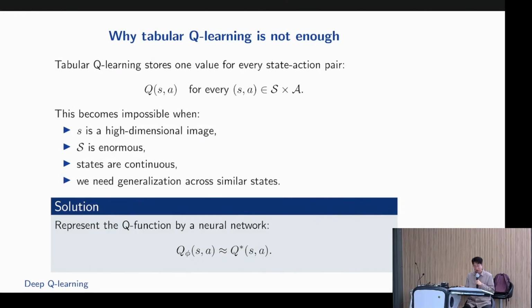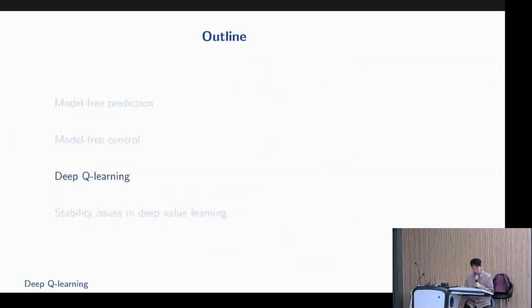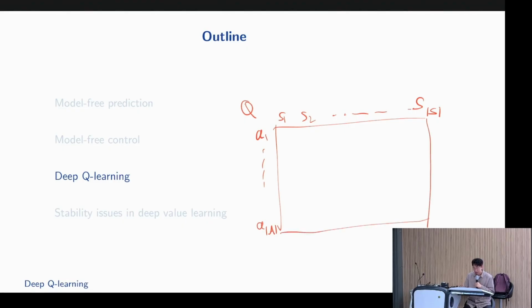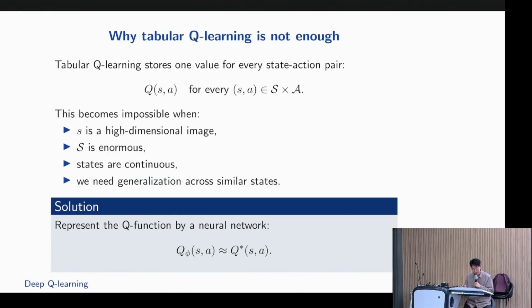I mentioned this briefly. Up to now, we said Q is a table, just a 2D table of all states and all actions. But realistically, this is impossible in real life when the state space is very large or even continuous. With a high-dimensional image, we have an exponential number of entries. When it's continuous, we have infinite dimensions.